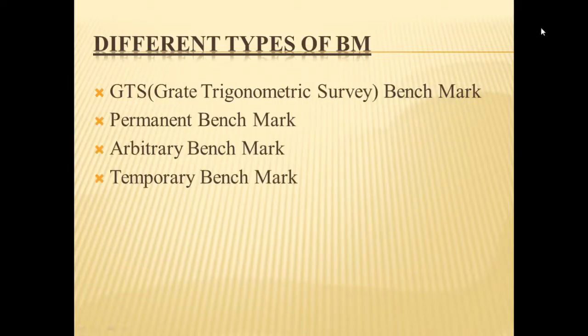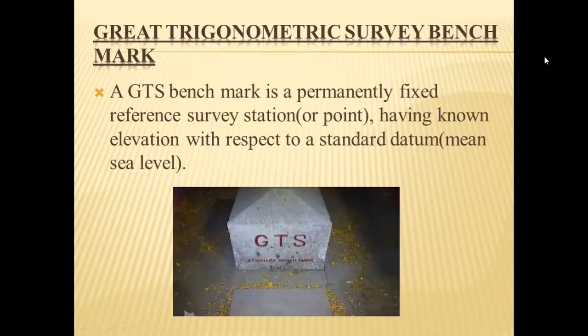Different types of BM. First, GTS benchmark. Second, permanent benchmark. Third, arbitrary benchmark. Fourth, temporary benchmark. GTS benchmark means Great Trigonometrical Survey. A GTS benchmark is a permanently fixed reference survey station. Station means a point having known elevation with respect to standard datum. Datum means sea level.